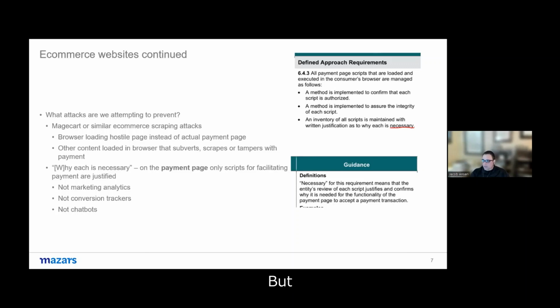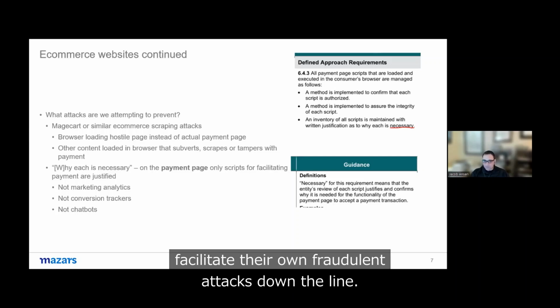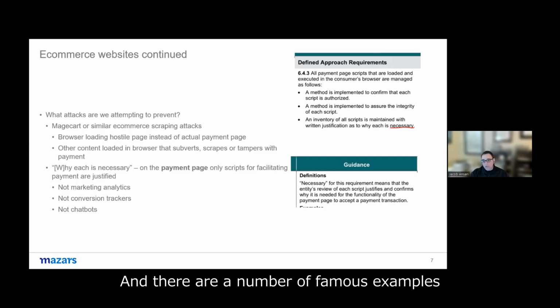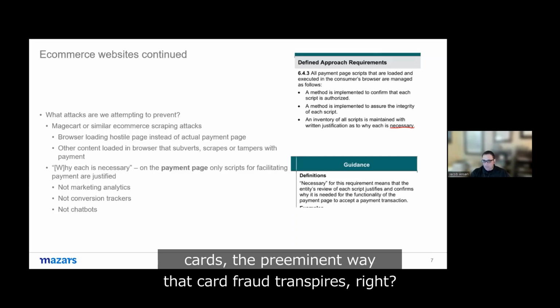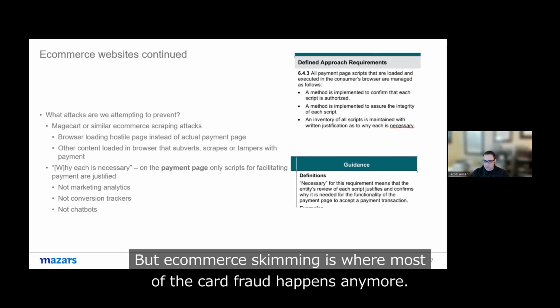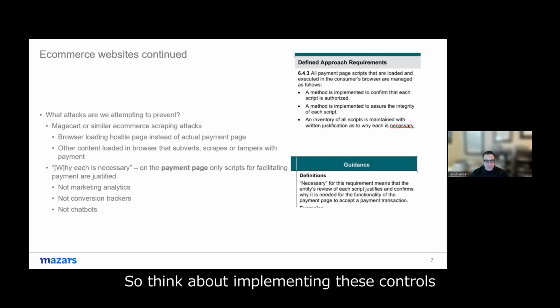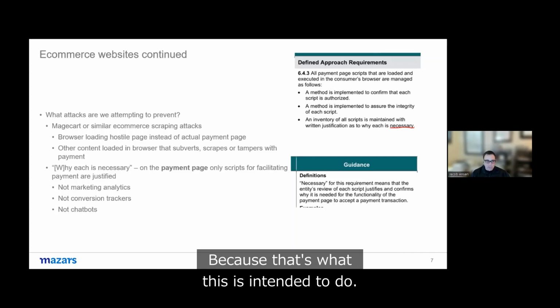But along the way, the attacker has scraped up the payment card data and then can facilitate their own fraudulent attacks down the line. And there are a number of famous examples of this kind of attack being perpetrated, because this is now, with the rise of chip cards, the preeminent way that card fraud transpires, right? Card present fraud has largely crashed, but e-commerce skimming is where most of the card fraud happens anymore. So think about implementing these controls with the idea of how do we stop MageCart and its ilk of attack, because that's what this is intended to do.